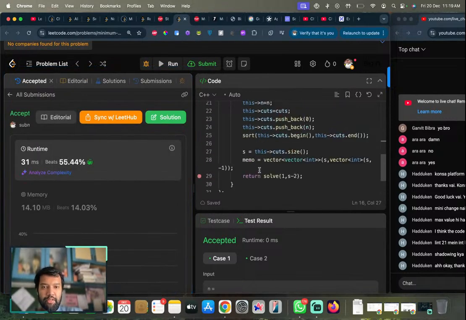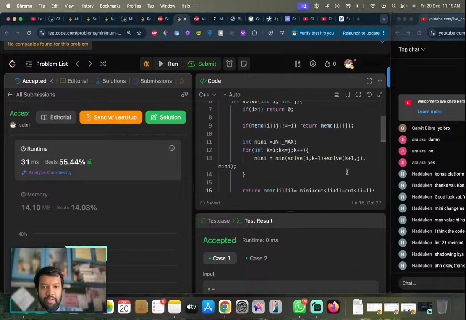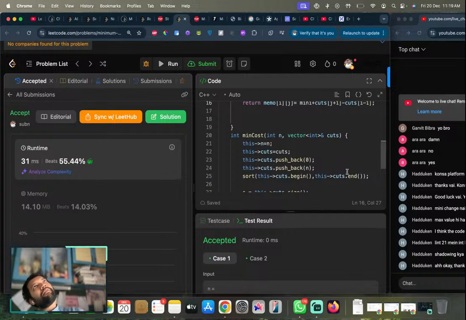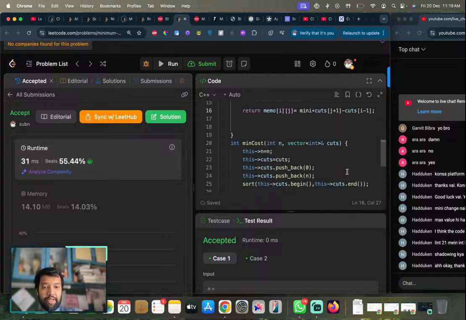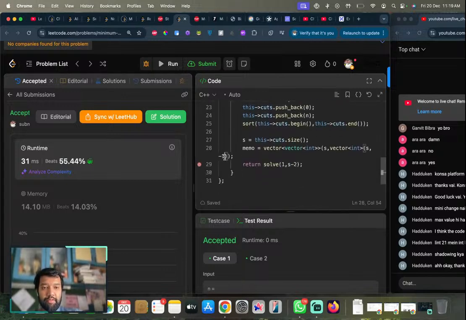55 percentile. When I is greater than j, all of them will be 0. So instead of that, let's just make all of them 0.